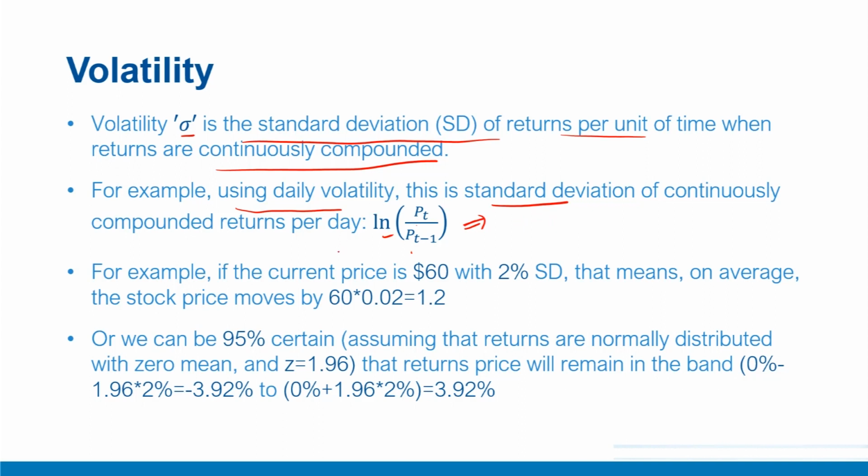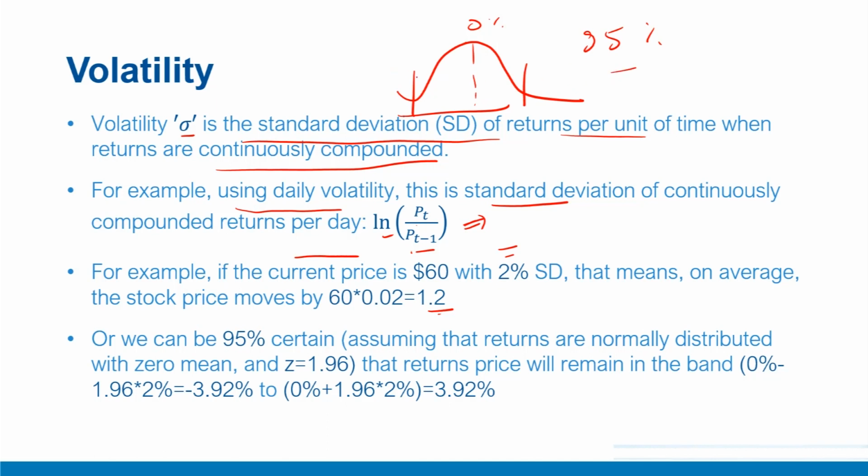Let's take an example. If your current price is $60 and it is given that the daily standard deviation is 2%, that means on average the stock moves up and down by $1.2 on a given day. So, average movement. Or, in a more concrete manner, if you want to translate your understanding through a probability distribution like the normal distribution, let's say you believe that returns are normally distributed with a mean of 0%, and you want to know the 95% confidence interval for return, these two cutoffs.